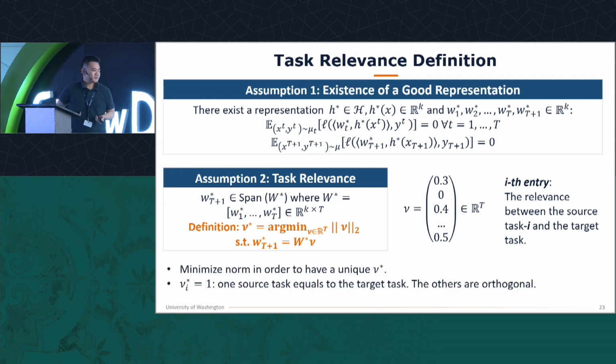Here we minimize the norm to have a unique nu star. If you have nu star equal to 1 for one entry, it's equivalent to saying that you have one source task that equals the target task, and the others are orthogonal, meaning that W_{T+1} star is orthogonal to the other W stars in big W star. So this is one case where you have nu star equal to 1 for one entry and 0 for the other entries.